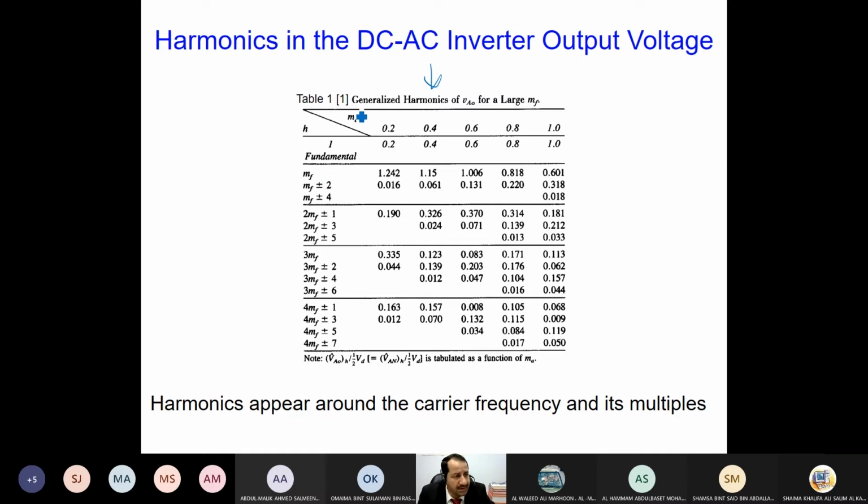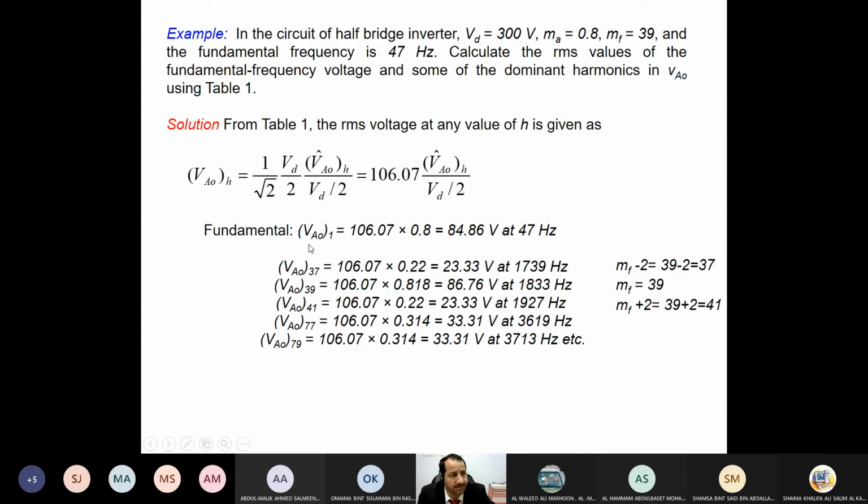Now, the horizontal axis here is MA. You can see 0.2, 0.4, 0.6, 0.8, 1. And the vertical axis is the harmonics: the fundamental, MF, MF ± 2, MF ± 4, and so on. You need to know what your MA is. Let me show you in the next example. I will come back to this table.